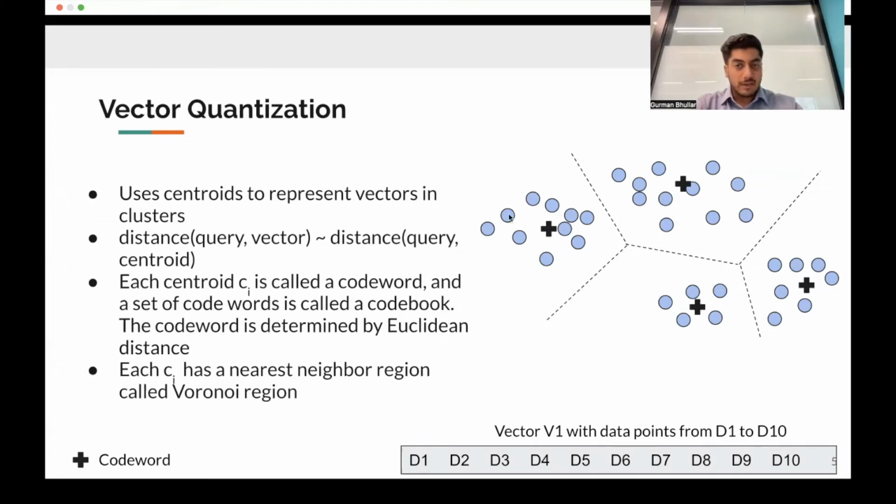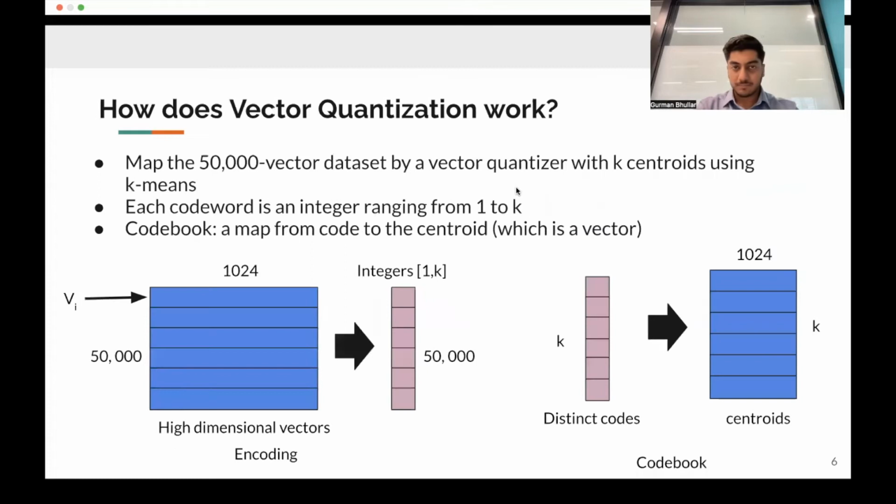So I find out which value is closest to all the values from D1 to D10 and represent it with a plus sign. This plus sign is known as the centroid for this particular vector V1. And this particular centroid is known as a code word, because it is representing all these particular vectors, and the collection of all these code words is known as a code book. And the region which is being represented by these points D1 to D10 is known as a Voronoi region.